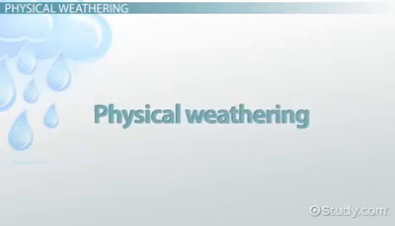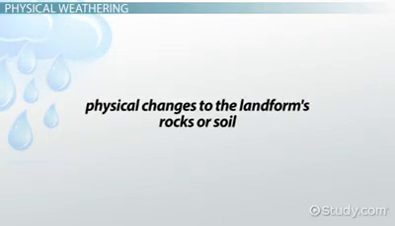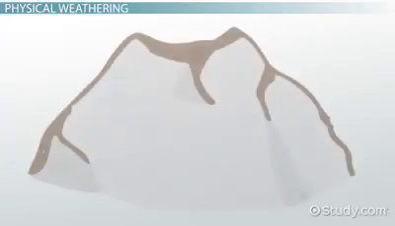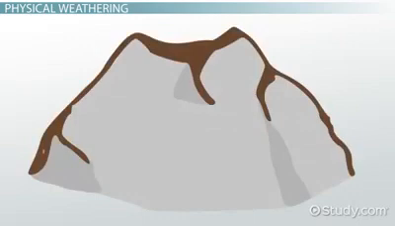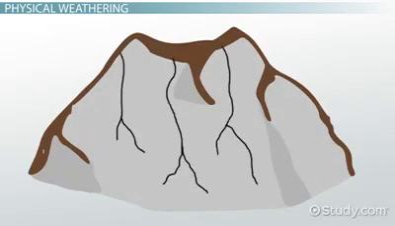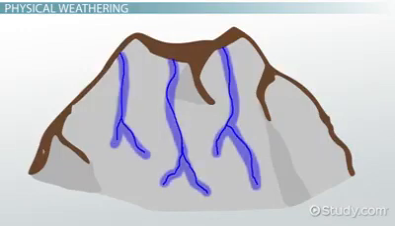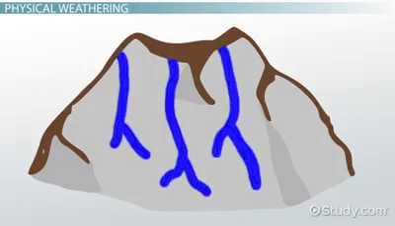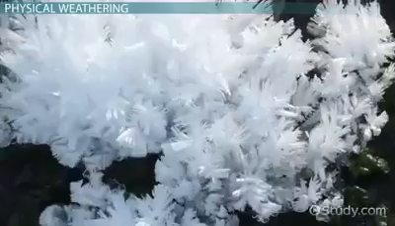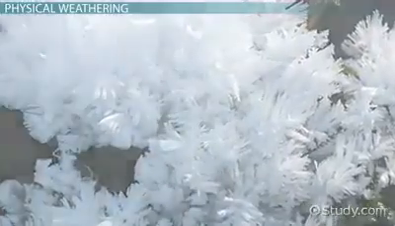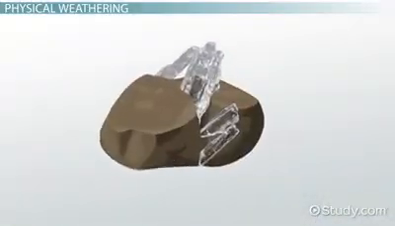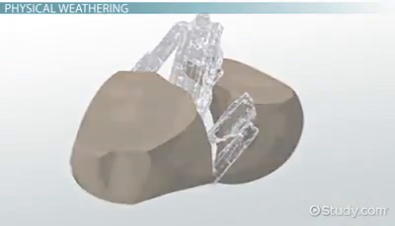Physical weathering occurs where there are physical changes to the landform's rocks or soil. While we may think of rock as pretty solid, it is actually full of tiny cracks and crevices. Water fills up these cracks and crevices and expands and contracts with changes in temperature. When water freezes, it forms ice crystals that are actually pretty hard. On a molecular level, these ice crystals weaken the bonds of the rocks.